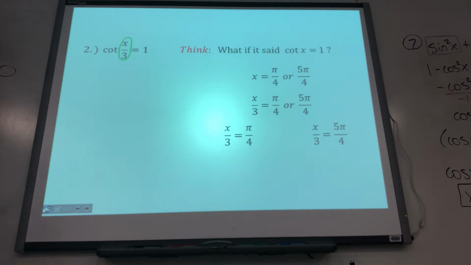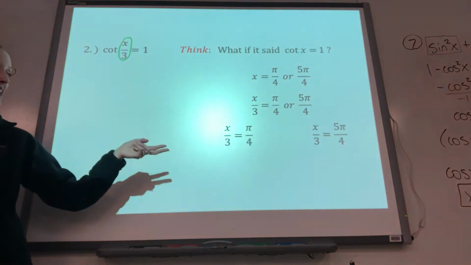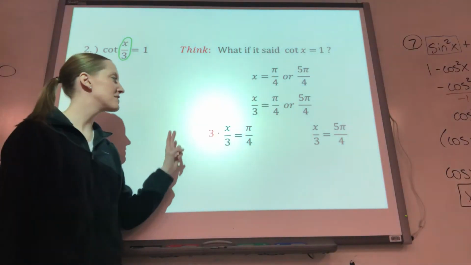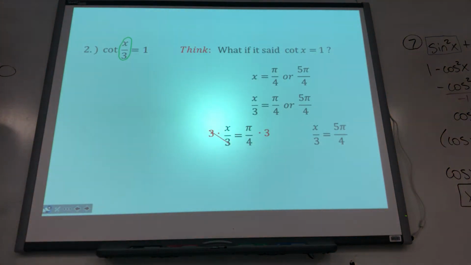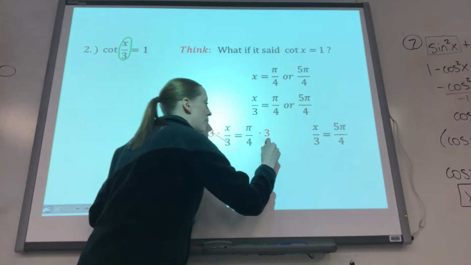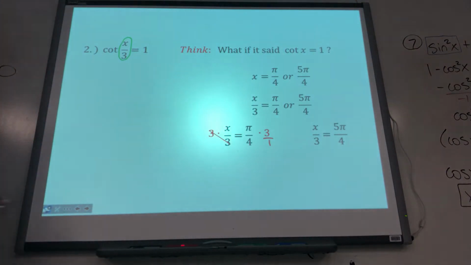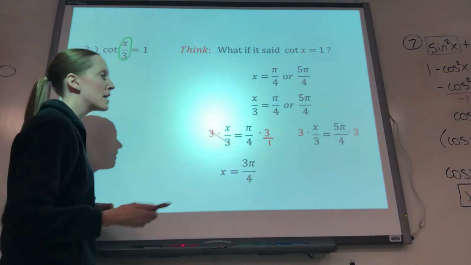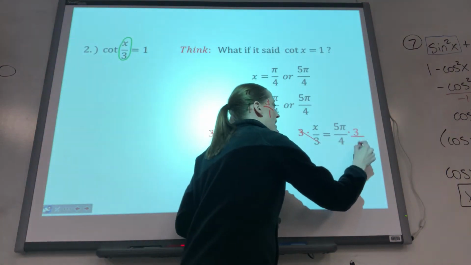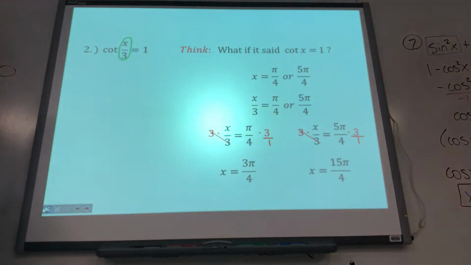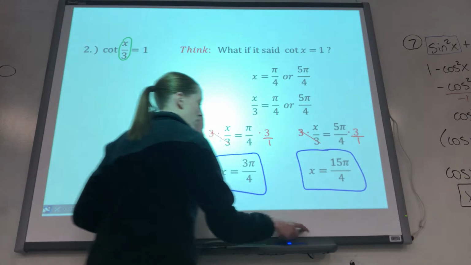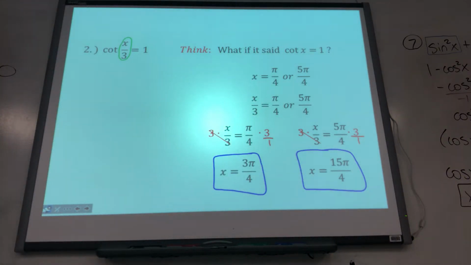Now, thinking about how to solve for x, x is being divided by 3, so to undo that, we'll have to multiply both sides by 3. And if you want to think of it as 3 over 1, you can. So that turns into 3 pi over 4. On this side, multiply by 3. And again, you can put that over 1 if you want. So that turns into 15 pi over 4. Those two are our solutions.